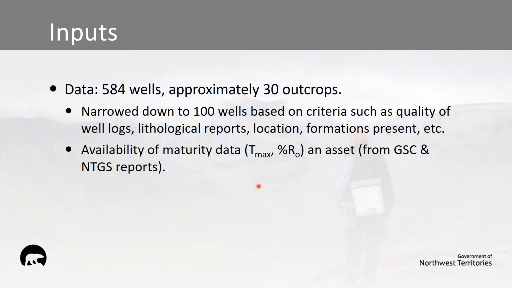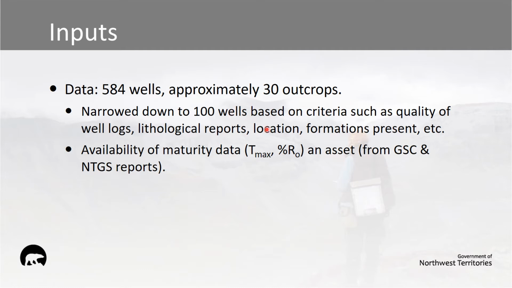So to begin with, there are approximately 600 wells and 30 outcrops in the area. My first step was to view the data available for each one and discard wells that overlap others or wells that don't have enough data. These are typically shallower wells or injection wells, most of which are in the Norman Wells area.